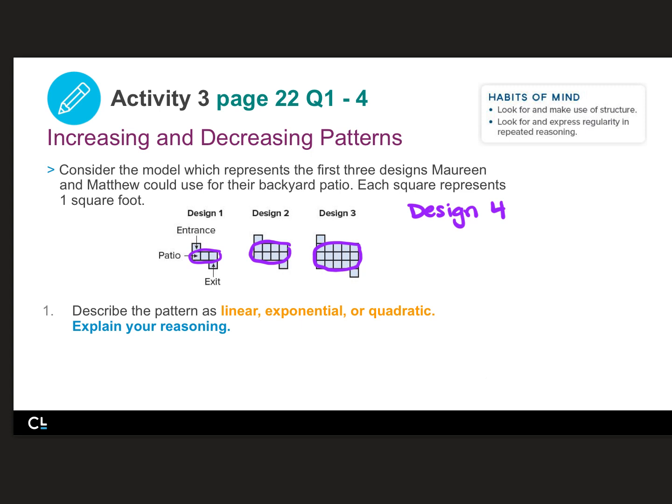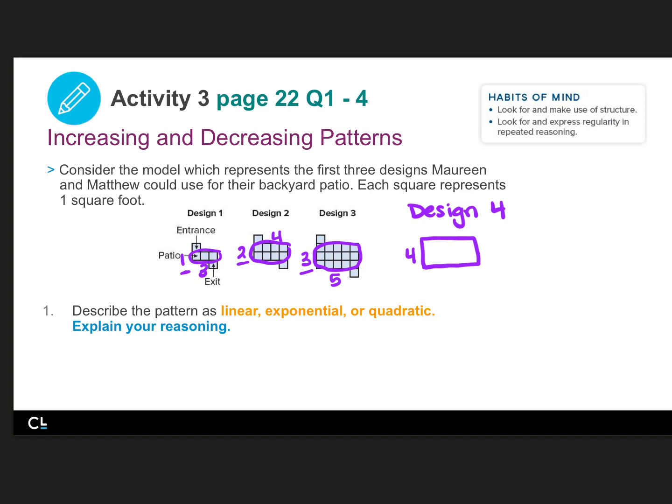So if we look at that rectangle here, it's a 1 by 3 across. Now we have 2 by 4, 3 by 5. So you can see that the height is getting larger by 1. So this design would be 4 high.